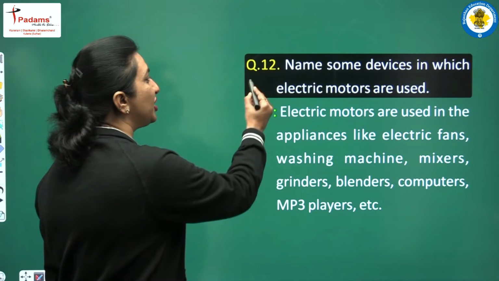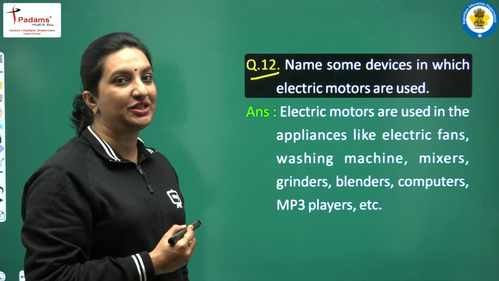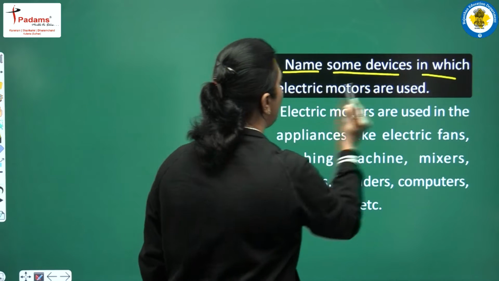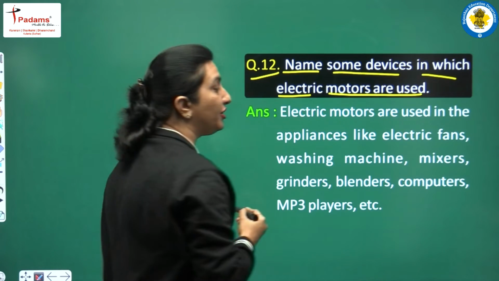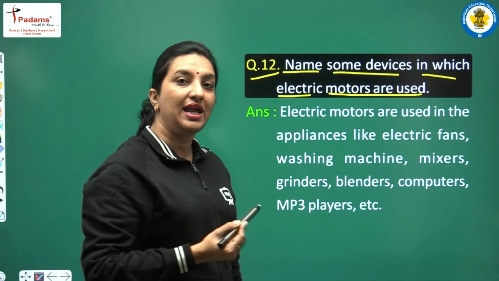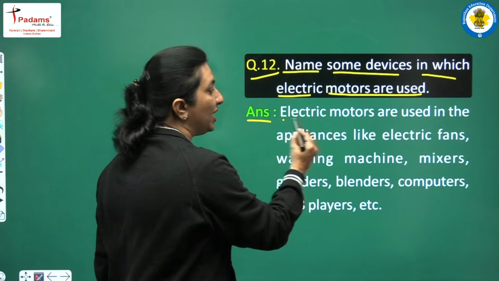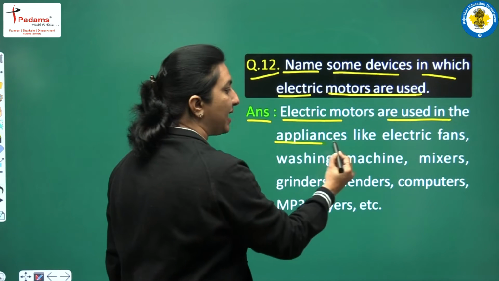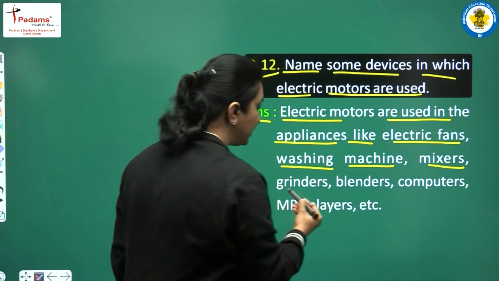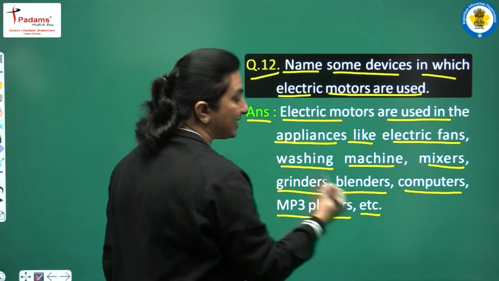So students, question number 12. Question number 1 to 11 we have done in our previous video. So question number 12. Name some devices in which electric motors are used. Now here we need to write the names of some devices in which electric motors are used. So we will write the answer like this. Electric motors are used in the appliances like electric fans, washing machine, mixers, grinders, blenders, computers, MP3 players, etc.